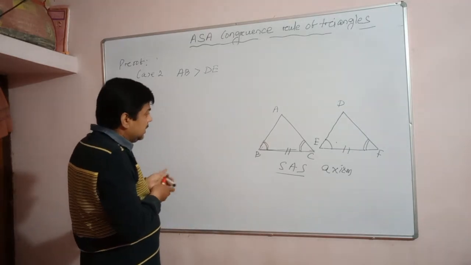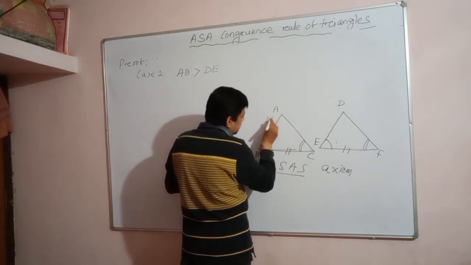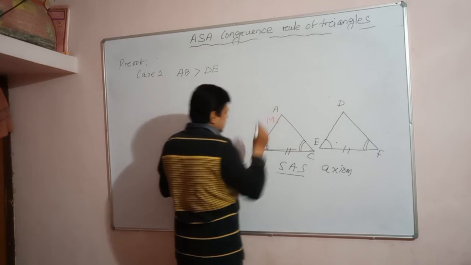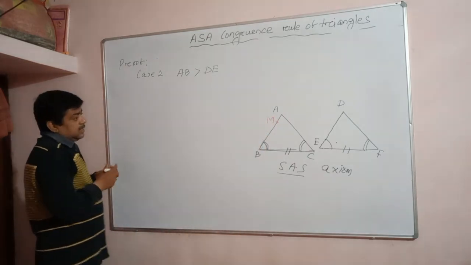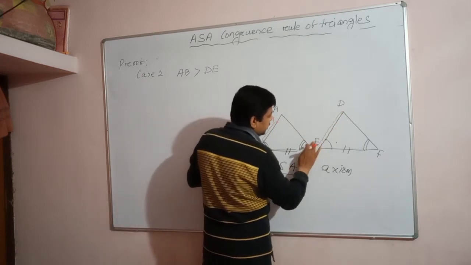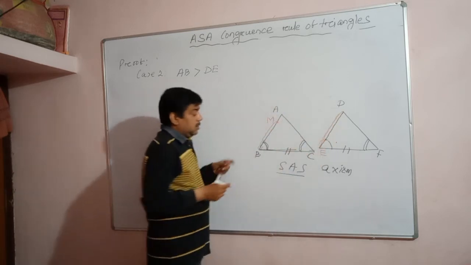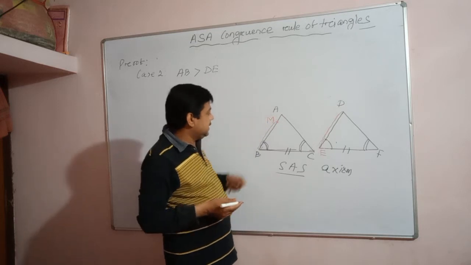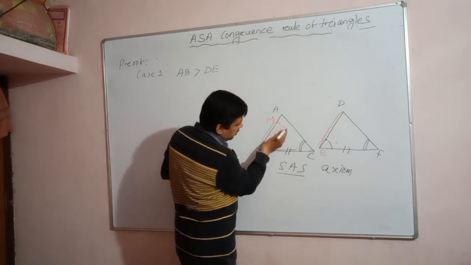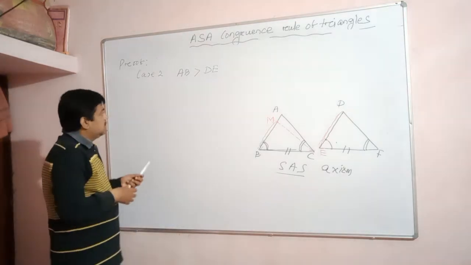Let M be a point on AB such that BM is equal to DE. BM is equal to DE. Is it clear? So let M be a point on the side AB such that BM is equal to DE, and join CM. You can join CM. Okay, this is the construction.